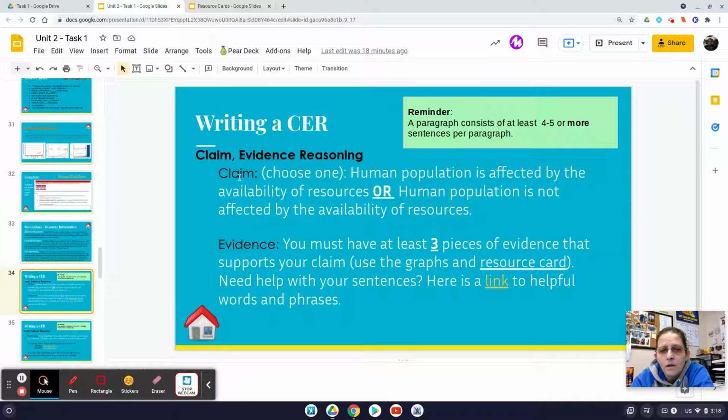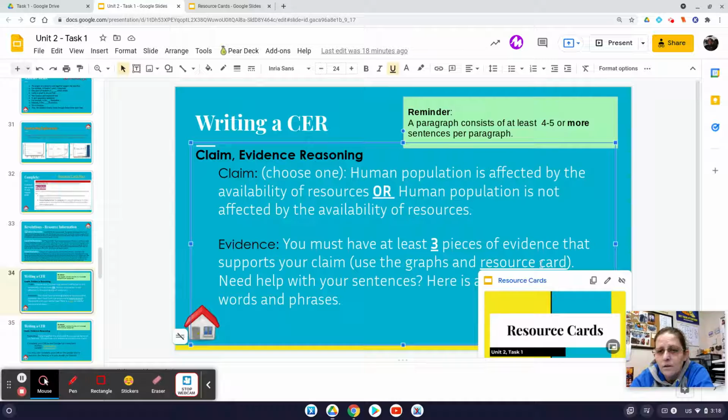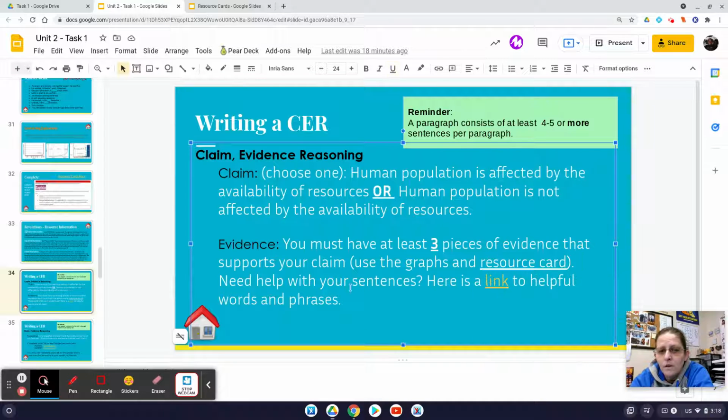So your claim is going to be human population is affected by the availability of resources, or human population is not affected by the availability of resources, okay? You must have at least 3 pieces of evidence that support your claim, using the graphs and the resource cards, which I've linked right there, okay? If you need help with your sentence starters, there's a link there, okay?